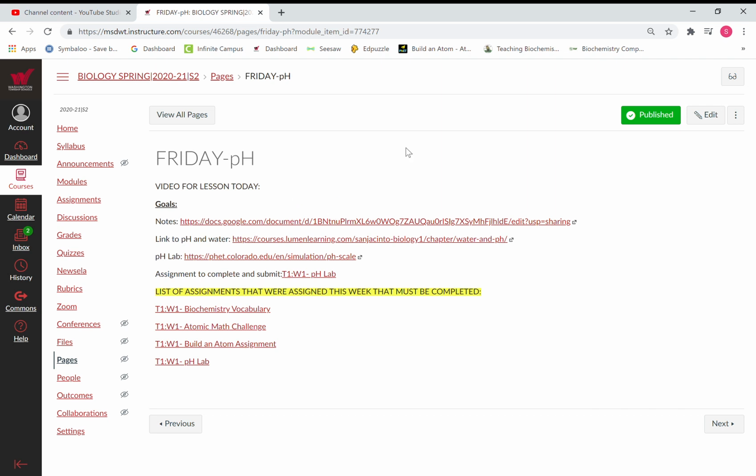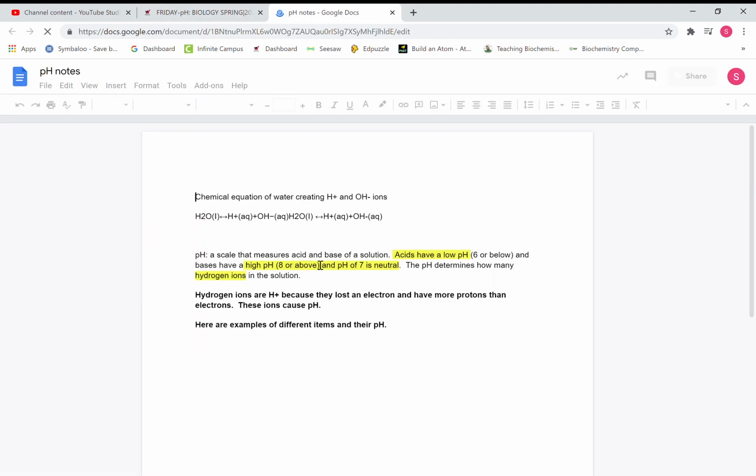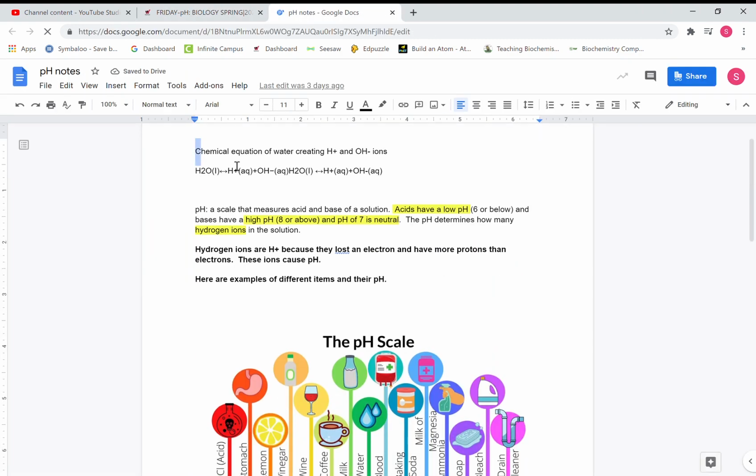Today is Friday. We're going to talk about pH again today, like we did yesterday. Today we have some notes, so I'm going to go ahead and click on those notes. This will be similar to what we talked about yesterday. We're going to see that there's a chemical equation here.